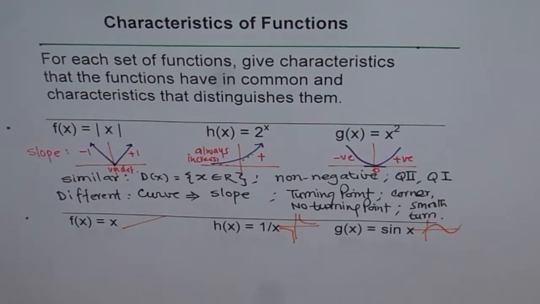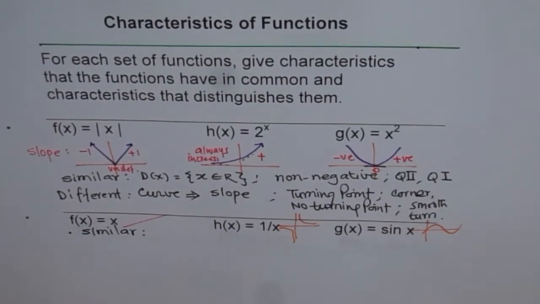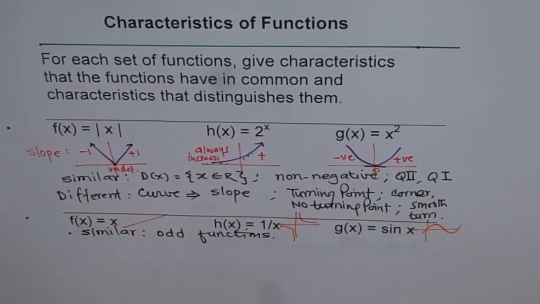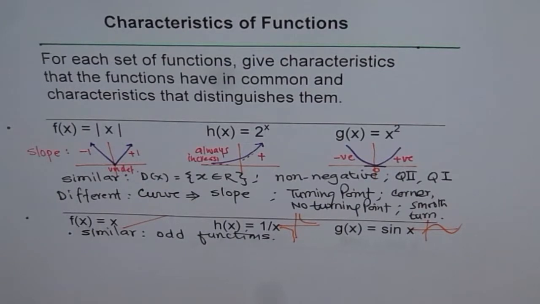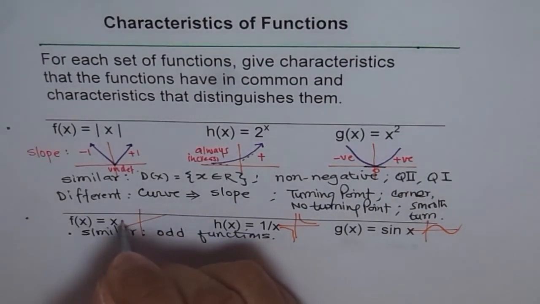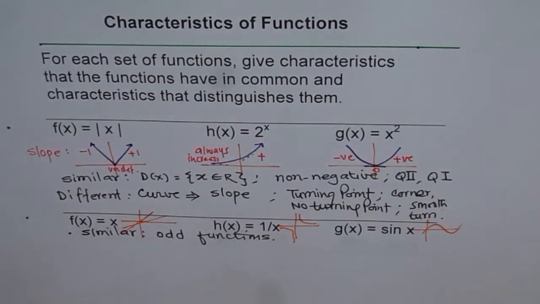Giving a similarity here is the most difficult process. I mean, differences, there are so many. Similarity, let me write down one similarity. How are they similar? One similarity is that they all are odd functions. If you miss this, then it's very difficult to answer this question. So they all are odd functions. That means f of minus x is equal to minus f of x. And that also means they are symmetric about the origin, right? So if I plot this, they should go through the origin, right? Symmetric about origin. So they all are odd functions. So that is a similarity.